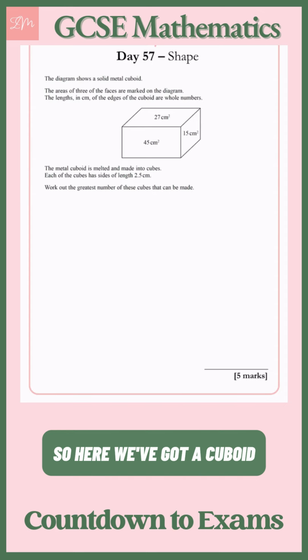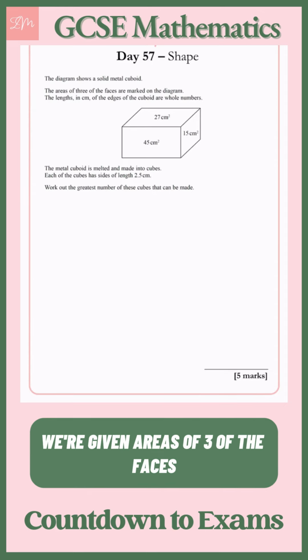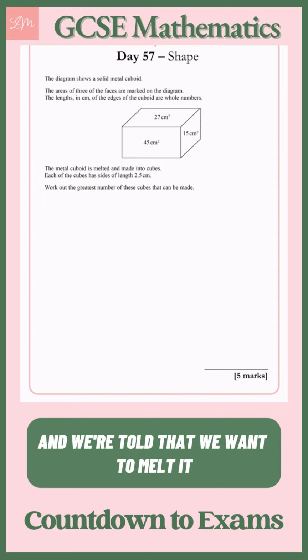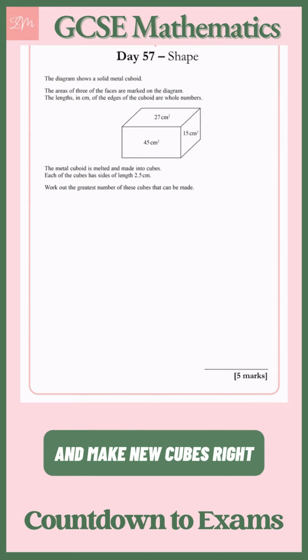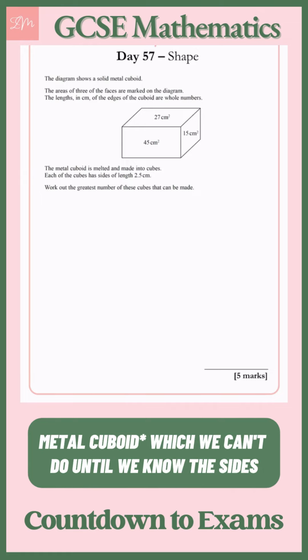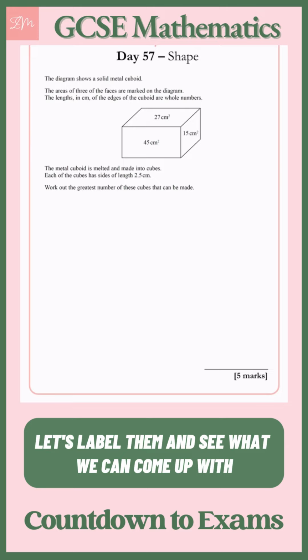So here we've got a cuboid. We're given areas of 3 of the faces, but we're not given the actual lengths of the sides. And we're told that we want to melt it and make new cubes. Right, so before we can do that, we need to work out the volume of this solid metal cuboid, which we can't do until we know the sides. So let's label them and see what we can come up with.